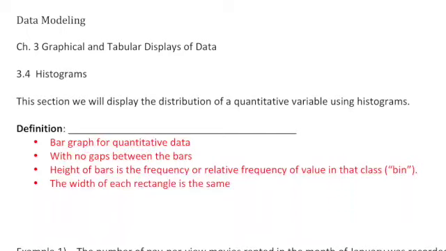Histograms are bar graphs for quantitative data, that means data with numbers, with no gaps in between the bars. I will show you why in a minute. The height of the bars is the frequency or relative frequency of the value in that class or bin, so we are talking about a range from what number to what number. So it's a little bit different. And the width of each rectangle is the same.